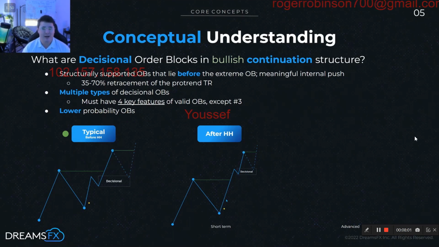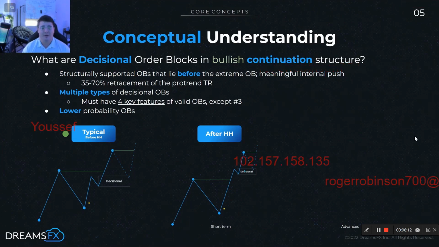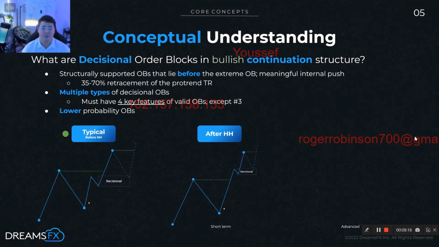You're going to have that high, higher low, higher high, higher low, higher high, higher low. This internal higher low on, let's say, a 5-minute, that could be the extreme within our maybe 15-minute range. And that extreme actually ends up being our decisional in this instance. So that's a double confluence that provides really good opportunities to take decisional trades from.